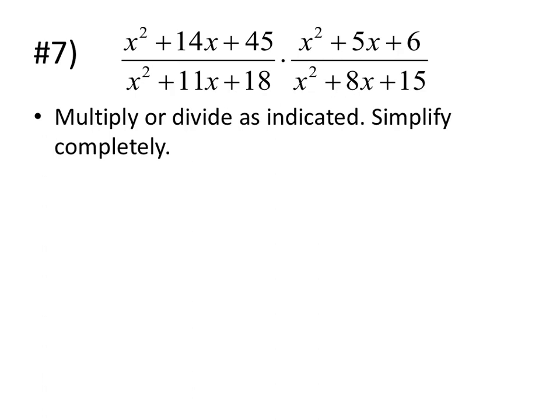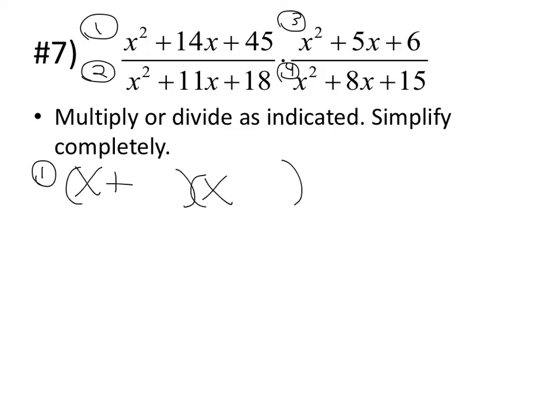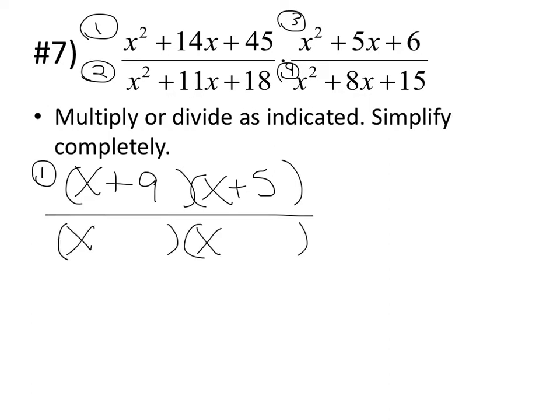Okay, multiply or divide as indicated. So you need to factor each piece. So 1, 2, 3, 4. When I factor the first one, I'm going to get x plus, plus. Factors of 45 that give you 14 are 9 and 5. So that's my numerator. Now I'm going to factor my denominator. x plus, plus. Factors of 18 that give you 11 are 9 and 2.